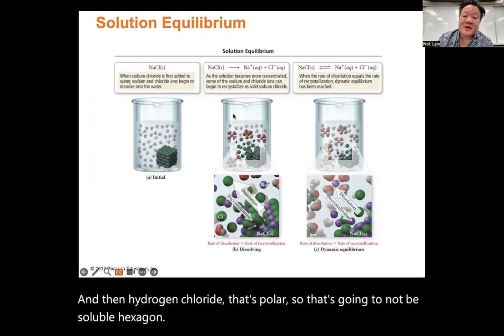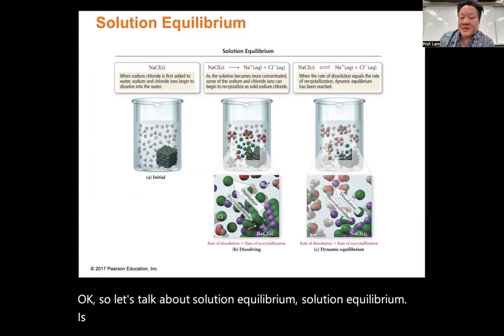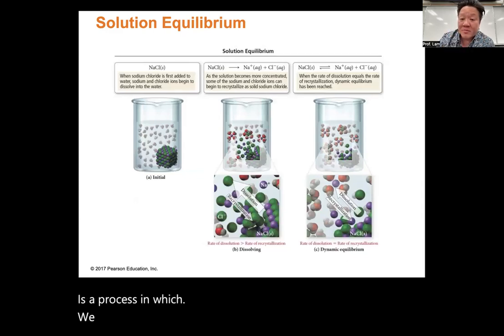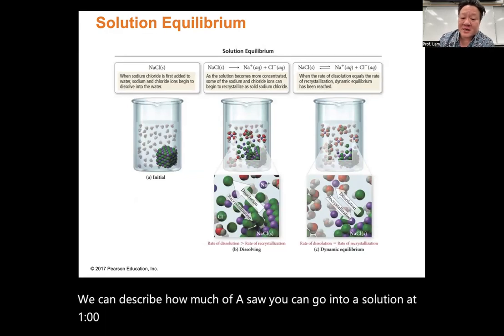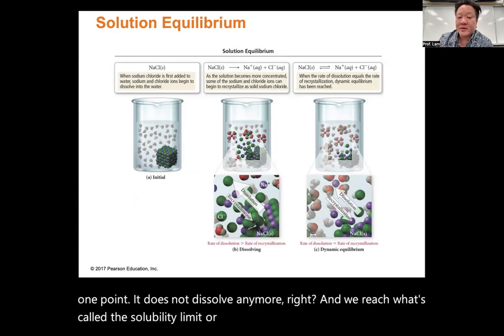Okay, so let's talk about solution equilibrium. Solution equilibrium is a process in which we can describe how much of a solute can go into a solution. At one point, it does not dissolve anymore, right? And we reach what's called the solubility limit or solution equilibrium.